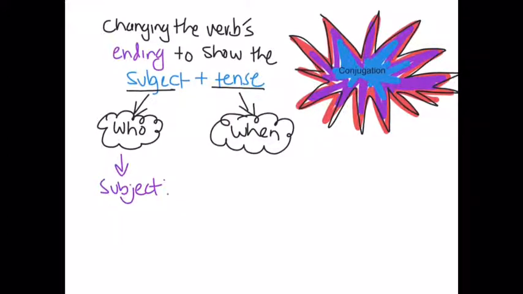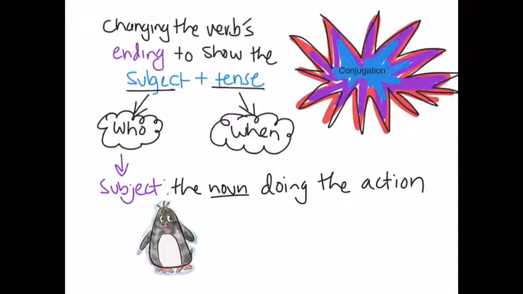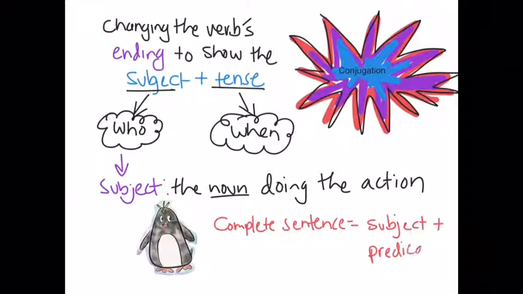So again, a subject is the noun doing the action. So with this penguin, the penguin eats fish. The penguin is the subject because it is the noun eating the fish. Now remember that in order to make a complete sentence, we must at the very least have a subject and a predicate, or in other words, a verb, whether it's Spanish or English. Otherwise, we'll be dealing with sentence fragments.